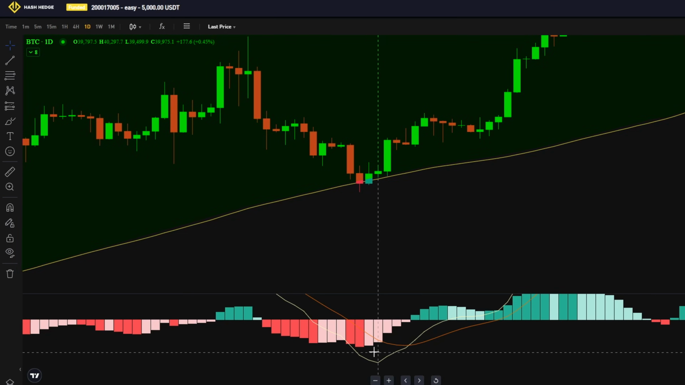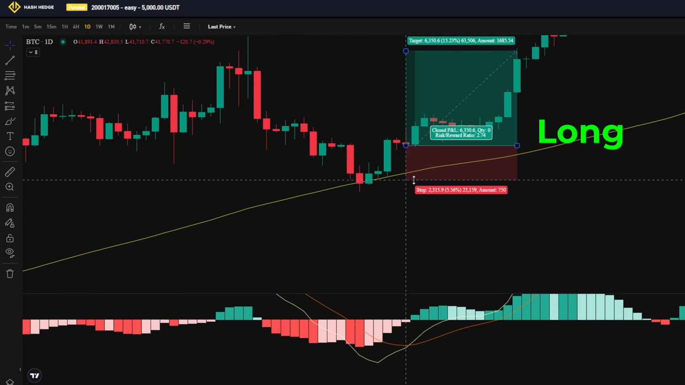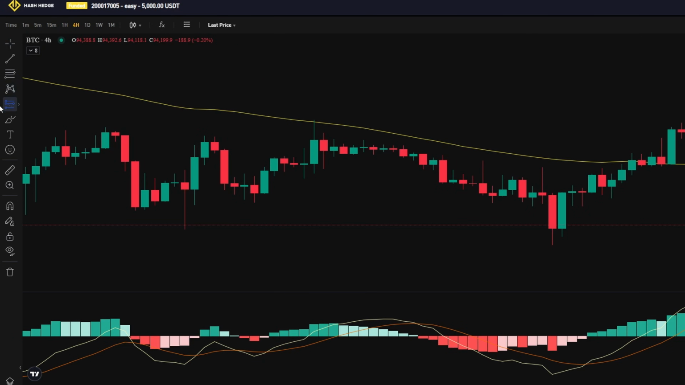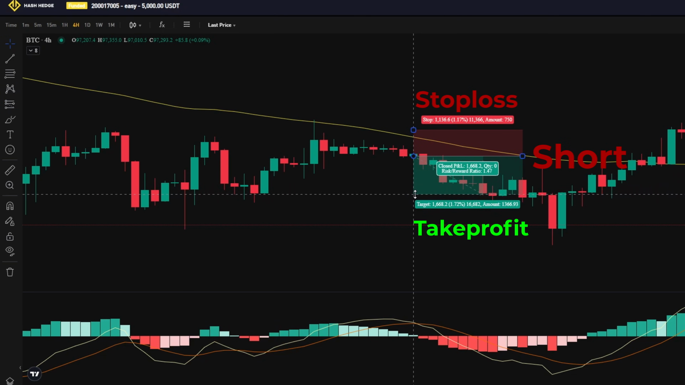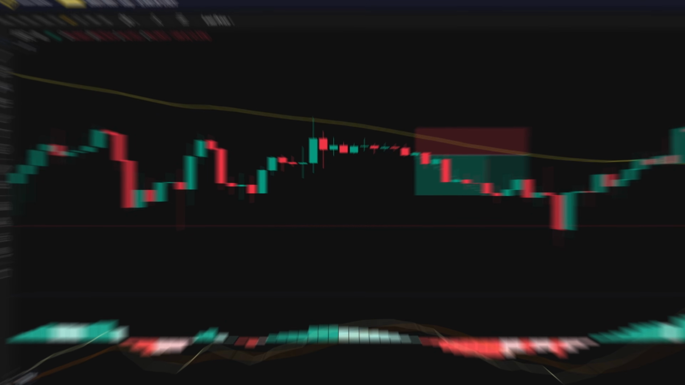Example 1. Price is above EMA 100. MACD crosses up. You enter long. The trade hits target clean. Profitable setup. Example 2. Price is below EMA 100. MACD crosses down. You enter short. Again, the trade reaches target smoothly. This strategy is especially great for beginners. Simple rules, clear logic, and high win potential.